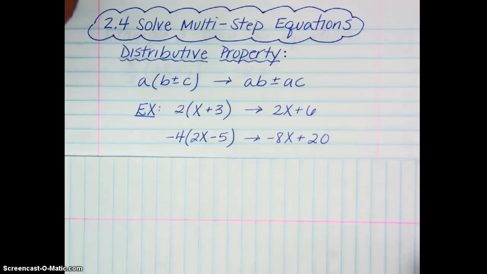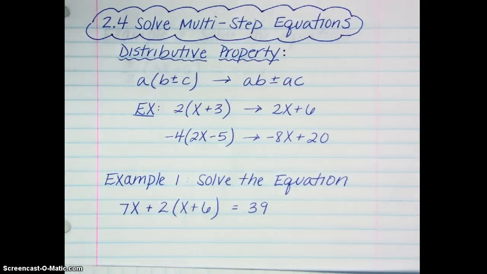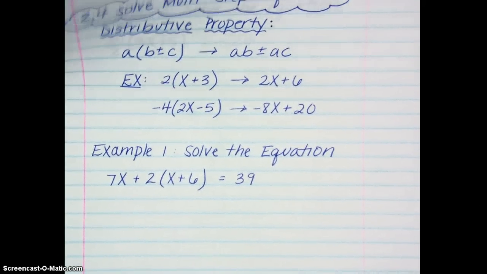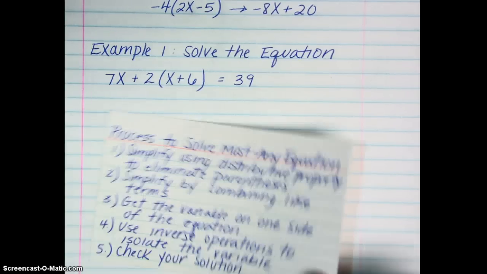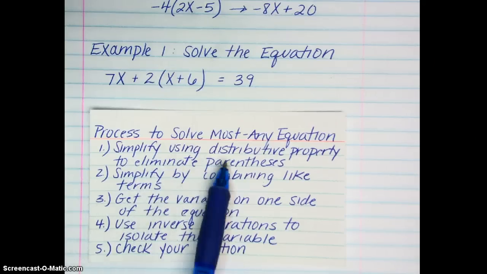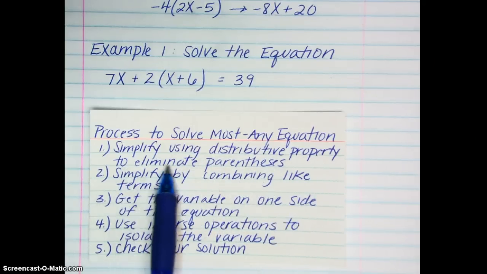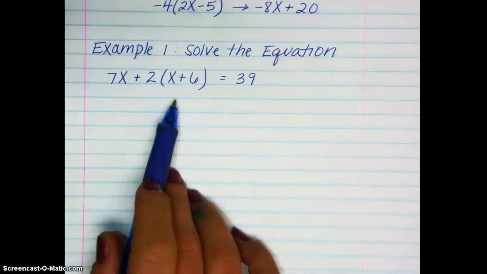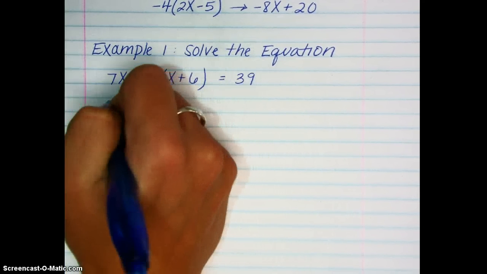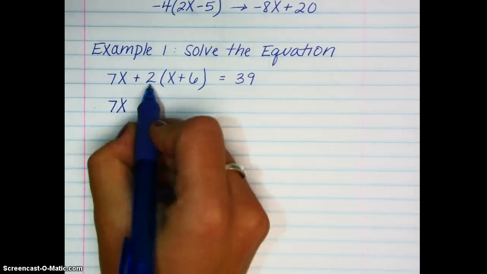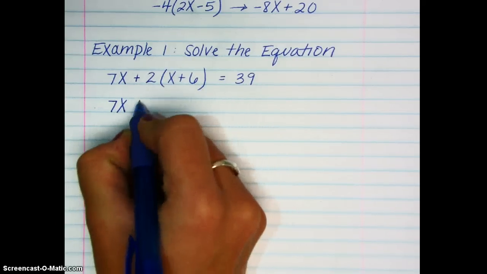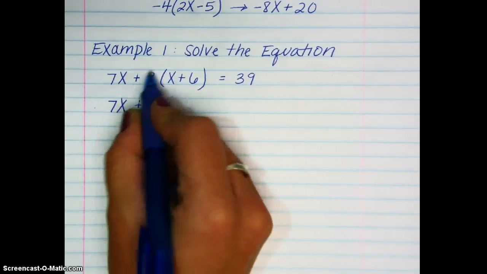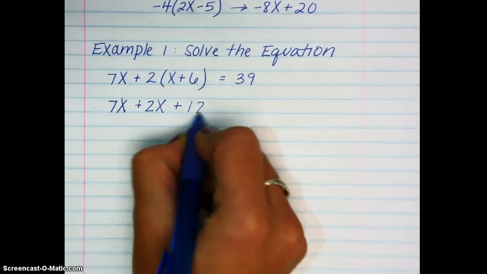So let's look at an example in which this is required. So here in this example, we're asked to solve this equation. 7x plus 2 times the quantity of x plus 6 equals 39. So referring back to this process, our first step is to simplify using distributive property in order to eliminate parentheses. So we want to get rid of these parentheses first. So just go ahead and bring down the 7x for now. And then we're going to multiply positive 2 by everything inside the parentheses. So positive 2 times x is positive 2x. And then positive 2 times positive 6 is positive 12.